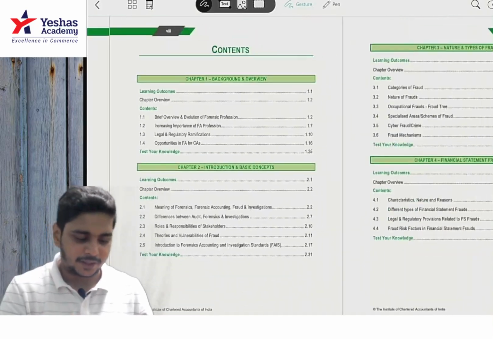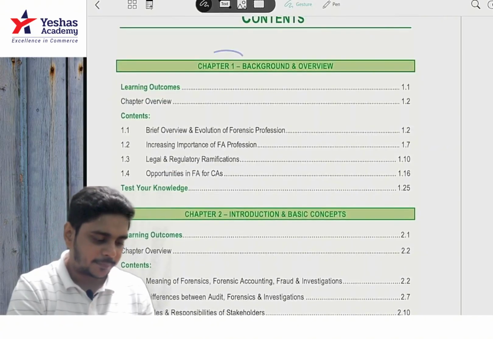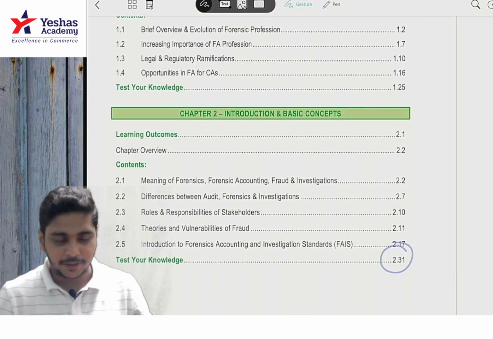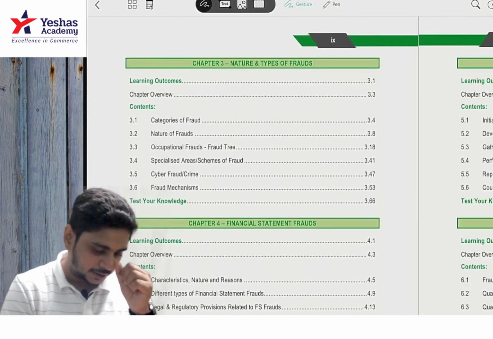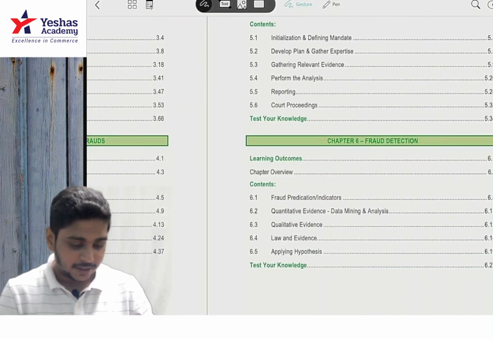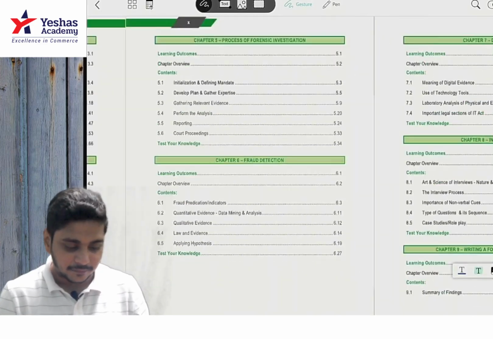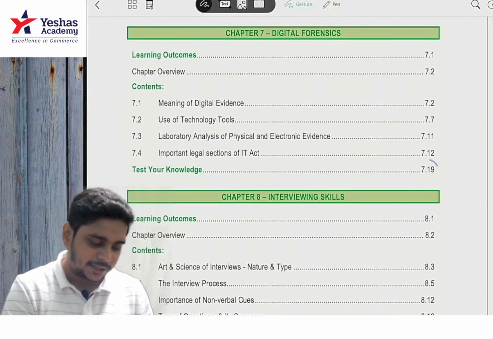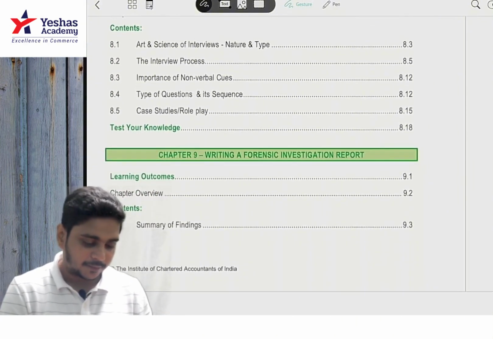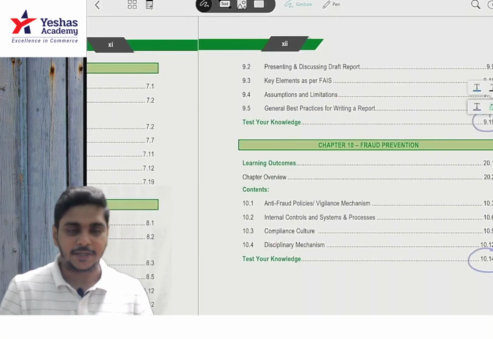Then they have given the index. If you see the number of pages, chapter number 1 is 25 pages. Chapter number 2, 31 pages. Chapter number 3 is a little lengthy, 66 pages. Chapter number 4 is 37 pages. Chapter number 5 is 34 sides. Then here it is 27. Chapter number 7, 19 pages only. Chapter number 8, 18 sides. Chapter number 9 is again 19 sides. And chapter number 10, 14 sides.